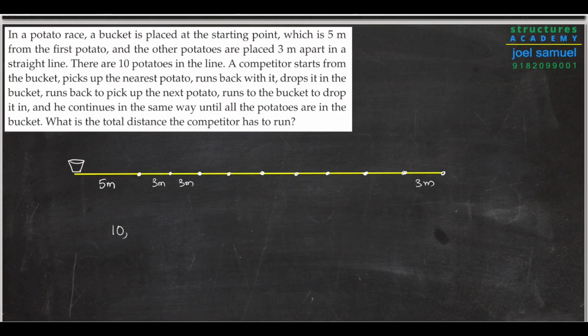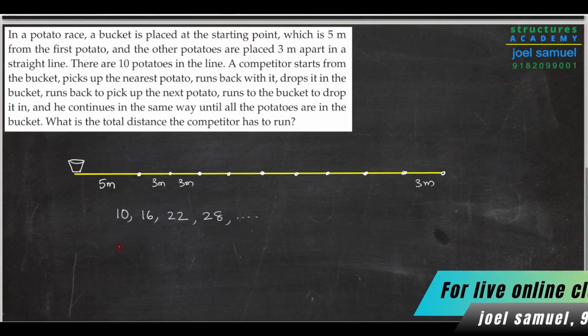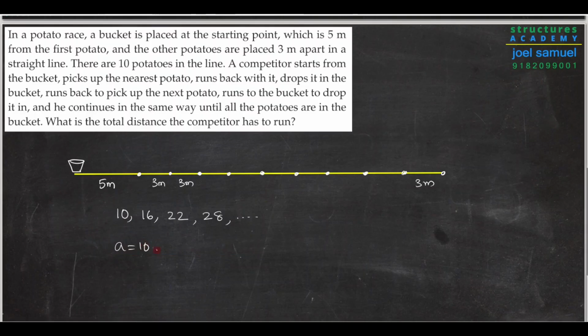Then the third term would involve a total distance of, let's see, starts from here, 5 plus 3 is 8 plus 3 is 11, and then 11 back, that is 22 meters. So you can see that the difference here is 6. So obviously the next one would be 28, so on and so forth. So we've built an AP whose first term is 10 and the common difference is 6.